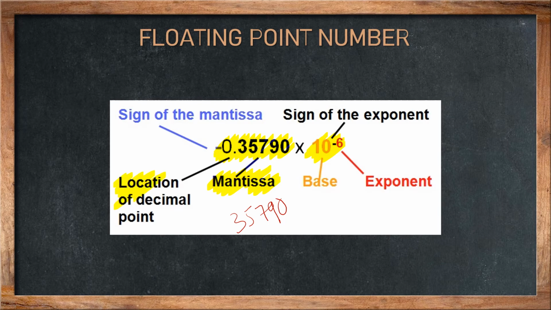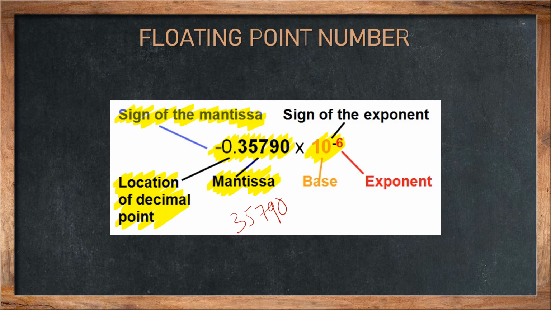Then we have the location of the decimal point. We know this dot is called the decimal point because we are working with a decimal number. If it were a binary number, we would call it the radix point. And the sign of the mantissa: my mantissa is 35790 and the sign of this mantissa is negative, that is my minus sign.